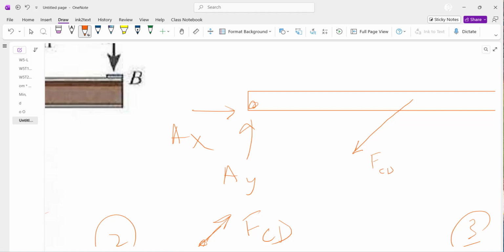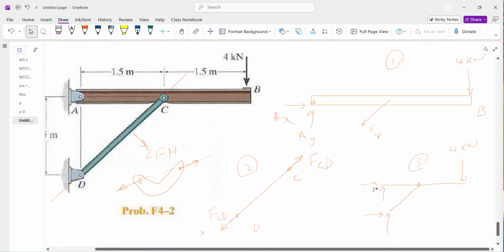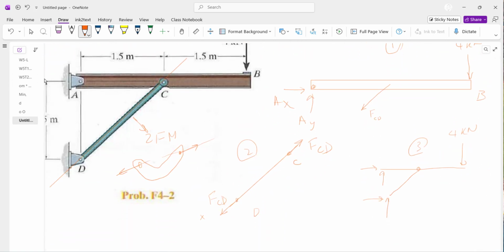But the good news is I already know the direction of this force. So this is 1.5, 1.5. This angle is 45 degrees. So this force, the direction I know, only the magnitude becomes unknown, 45 degrees. So now this free body diagram is solvable. 1 unknown, 2 unknown, 3 unknown, and that problem is solvable.